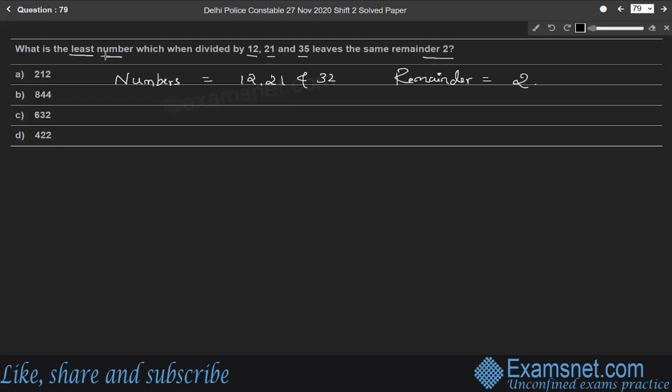Remainder is equal to 2. We have to find the least number. So when it is divided by the given three numbers 12, 21 and 32, it should leave the remainder 2. So what is that least number?